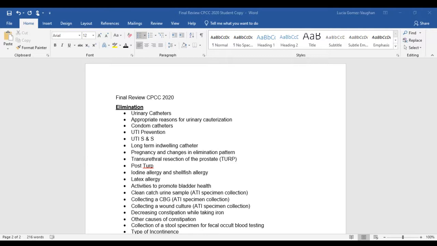Signs and symptoms of UTI: an elevated white blood cell count, urine with a pungent or strong odor, increased sediment in the urine, confusion or altered mental status, a change in urinary pattern. What we mean by the change in urinary pattern is this person having more frequency with an inability to completely empty the bladder. Another sign of UTI is cloudy or dark urine.